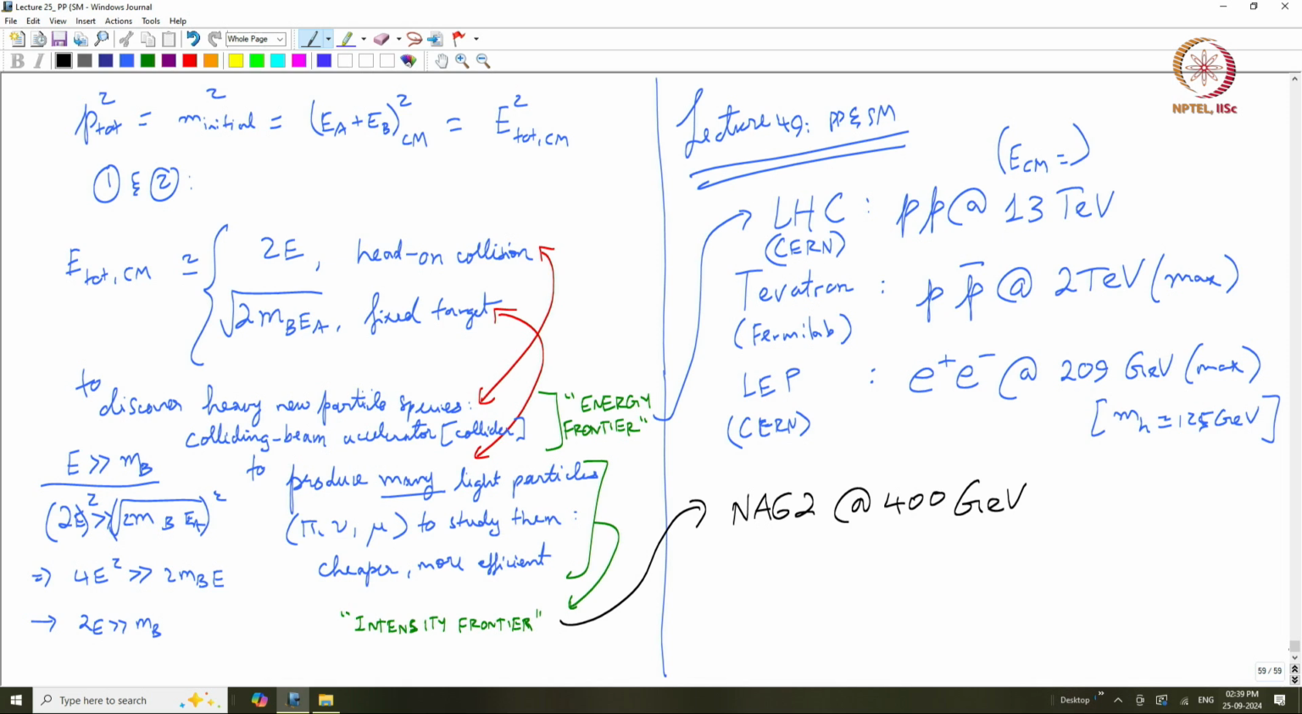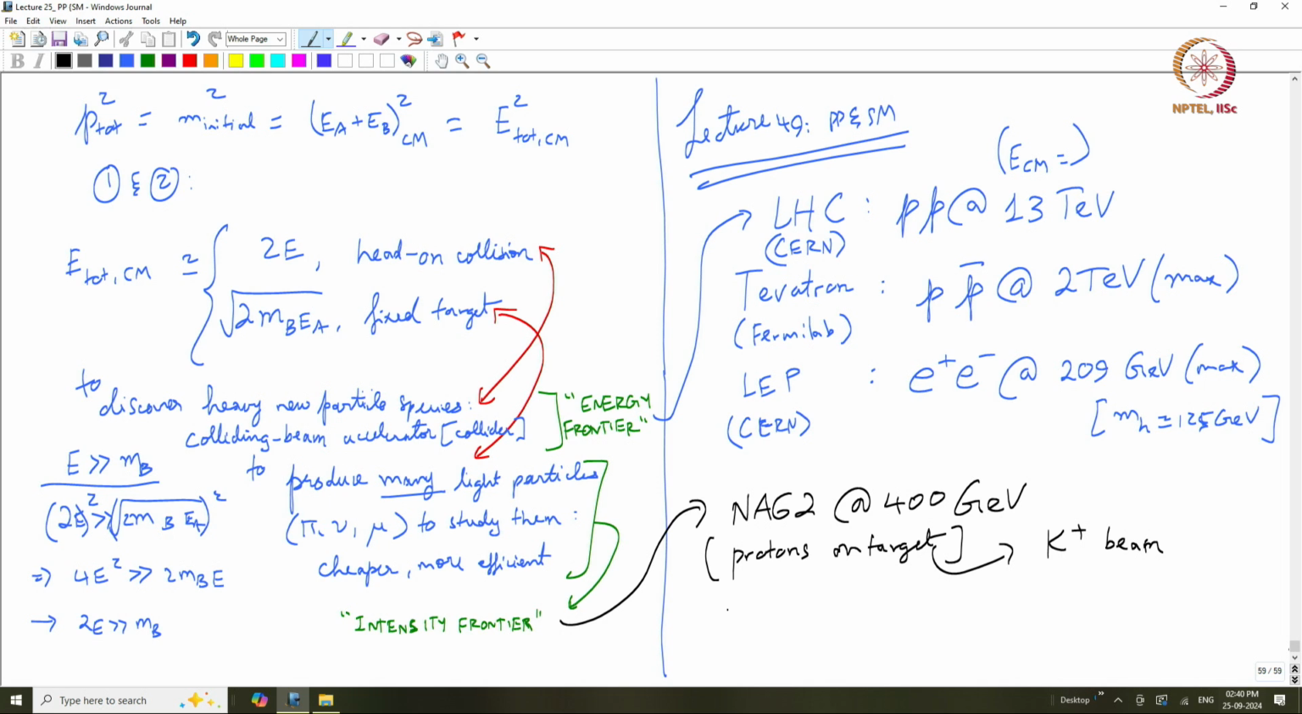So one is NA62, I believe this is also at CERN, and they had a proton beam on target, and their main aim was to get K plus mesons from this. So they got a K beam with which they measured CP violation parameters, looked for exotic particles, etc., etc.